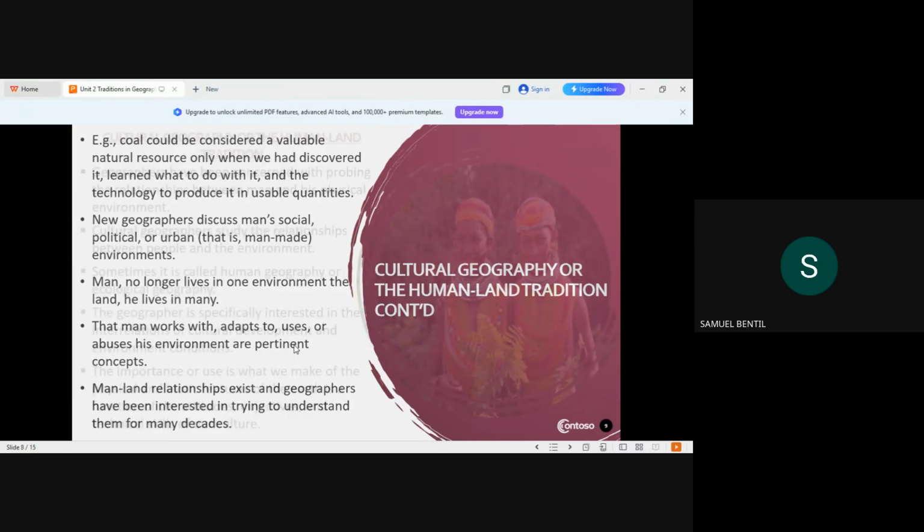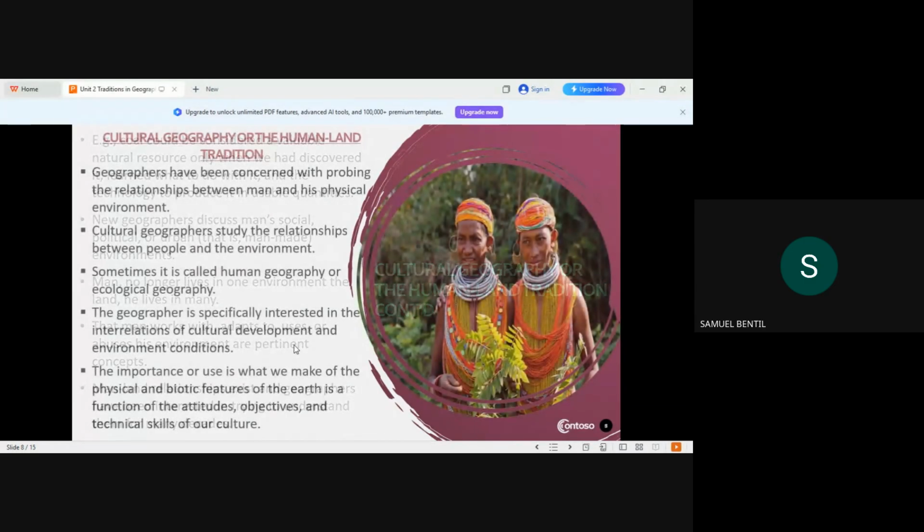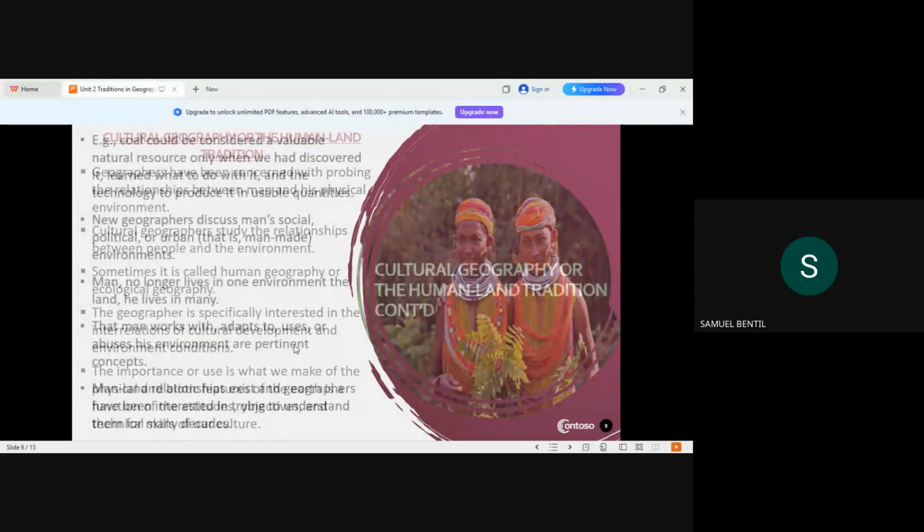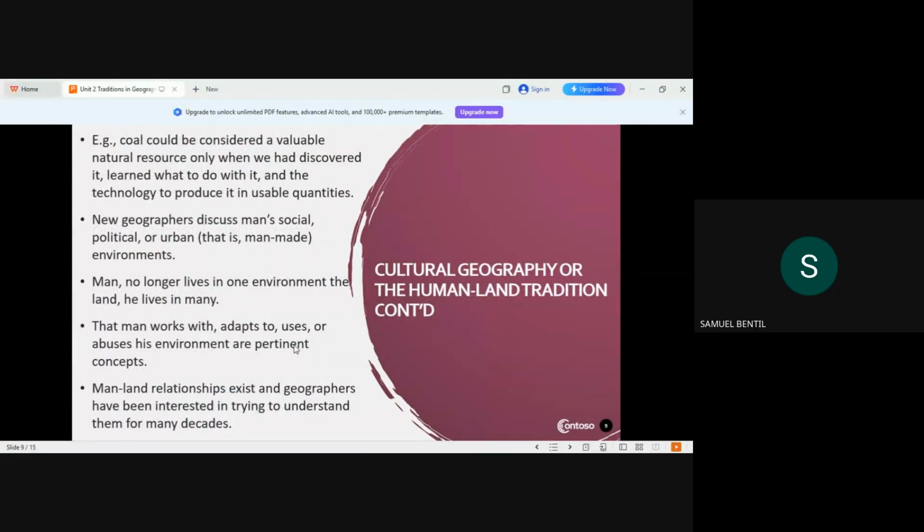So, the importance or use is what we make of the physical and biotic features of the earth. It's a function of what? Attitude, objectives, and technical skill of our culture. For example, coal could be considered a valuable natural resource only when we have discovered it, learned what to do with it, and have the technology to produce it in usable quantities.